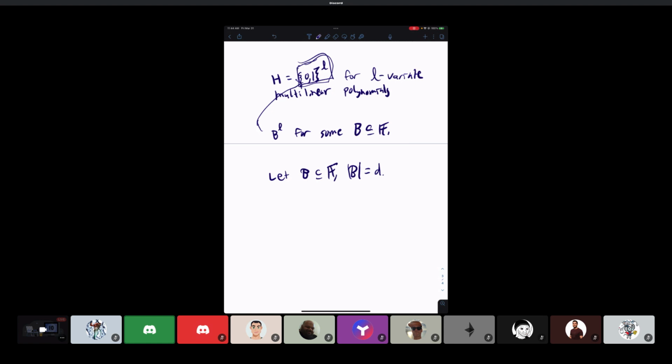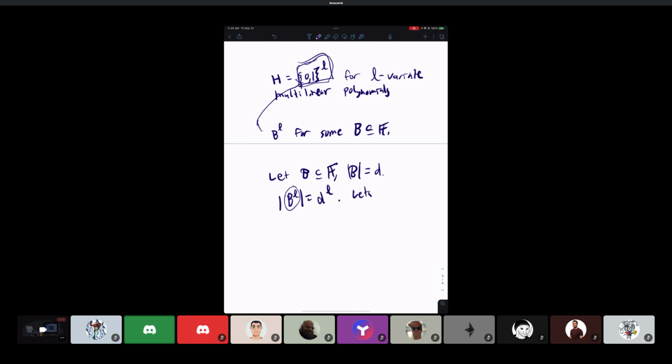Let's say we're dealing with L variables. Note that the size of the product set B to the L is D to the L. Here B to the L is the set of all L-tuples where each entry of the tuple is from B. So you have L entries and D choices for each entry.